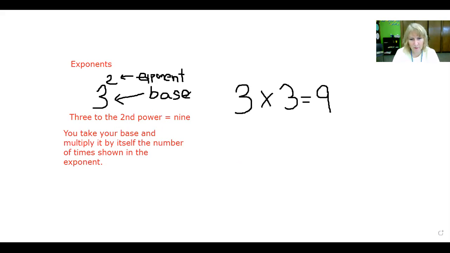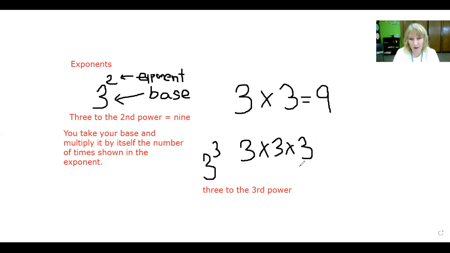Now, what if I had this? 3 to the third power. That's how you would say it. 3 to the third power. How do you do that? Well, it's the base. What's our base? The big 3 times itself, the number of times shown in the little number, the exponent. So it's really 3 times 3 times another 3.